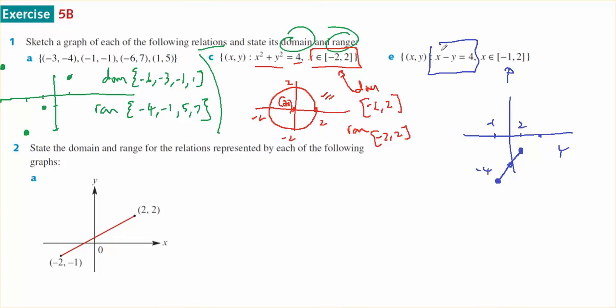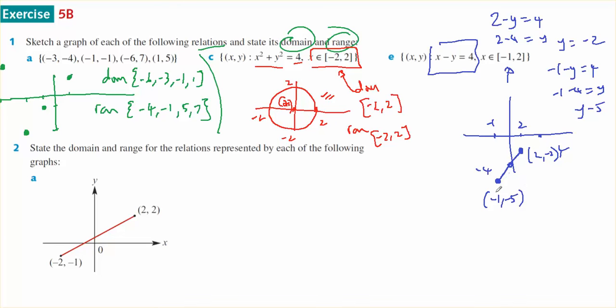So if I was to put 2 in there, 2 minus y equals 4, 2 minus 4 equals y, y equals -2, 2 and -2, and I've got to put in -1. -1 minus y equals 4, -1 minus 4 equals y, y equals -5. So there's my drawing, and my domain, of course, is -1 to 2, and my range, the lowest range value is -5, and my highest range value is -2, square brackets on each, because these dots are included.